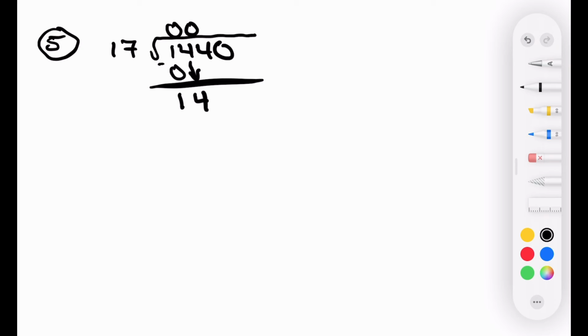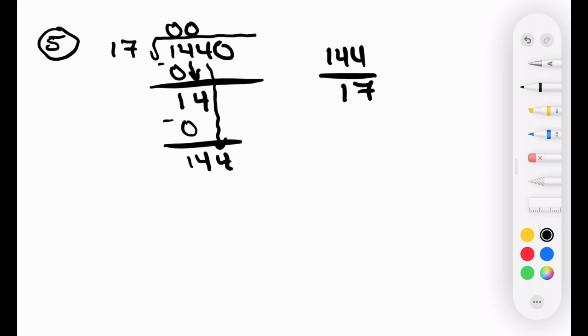And then we say, we have to subtract these two. So if a 0 happens again, then it's 14 minus 0, which is 14. We drop the next 4, so we get 144. And then 144 divided by 17 is actually just going to give us 8.47. So we're going to write an 8 in our quotient.